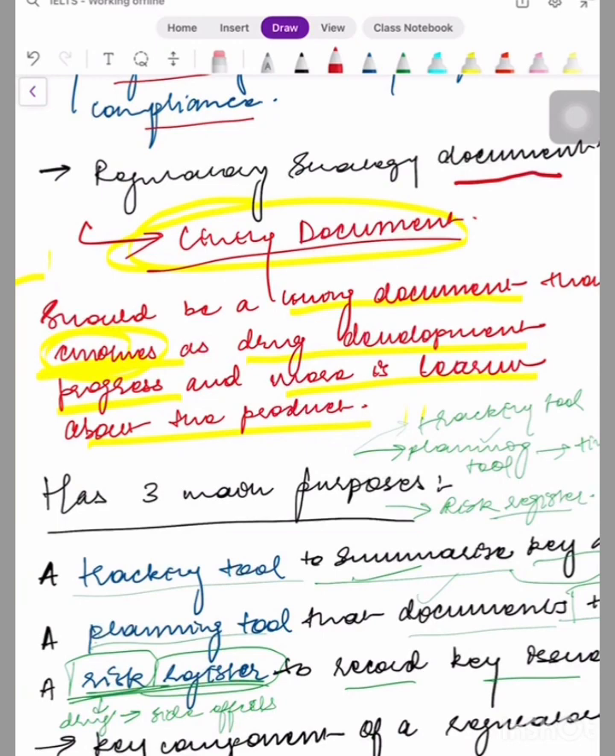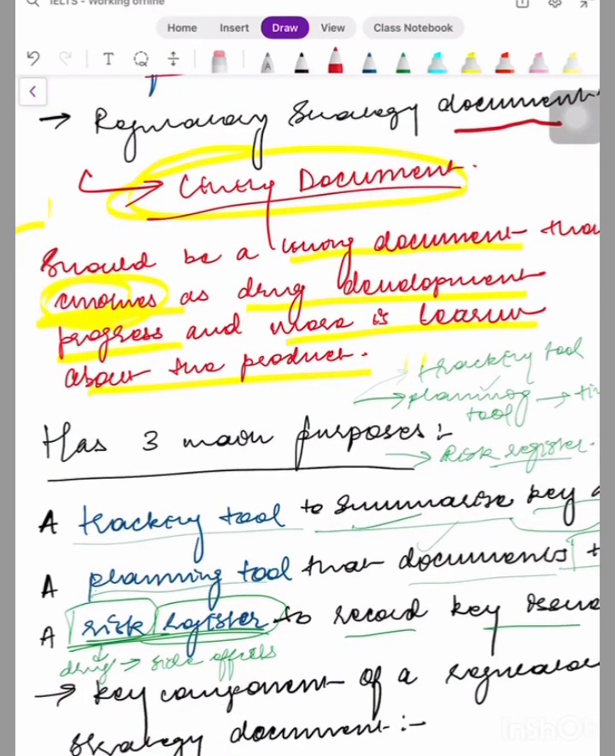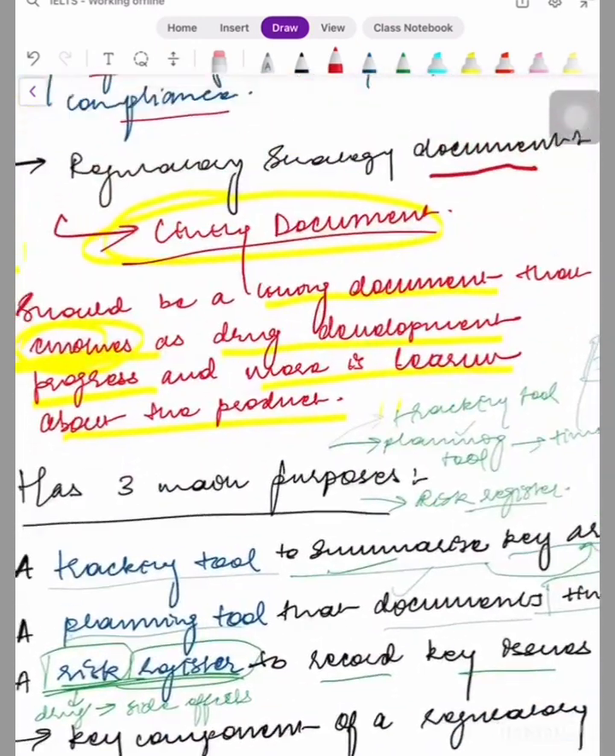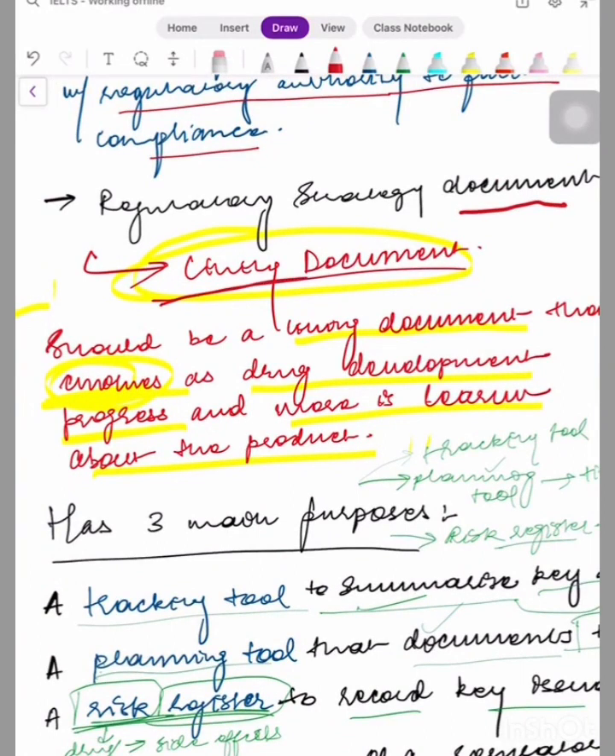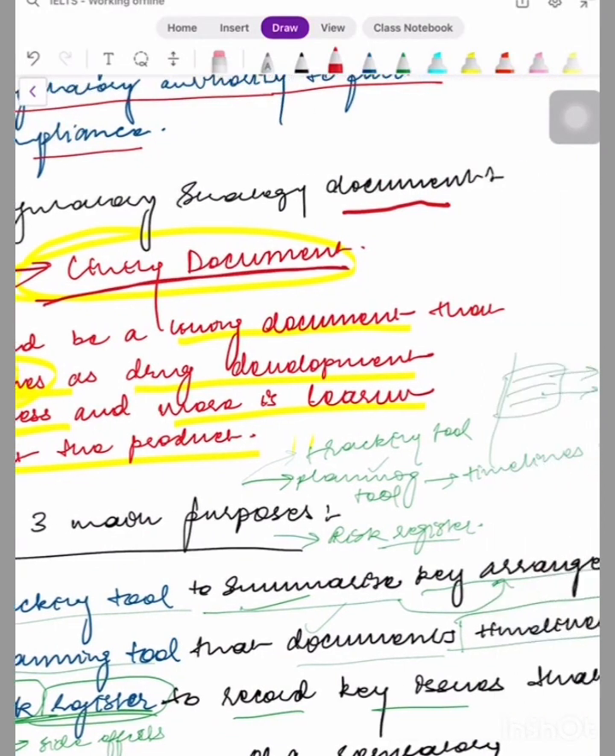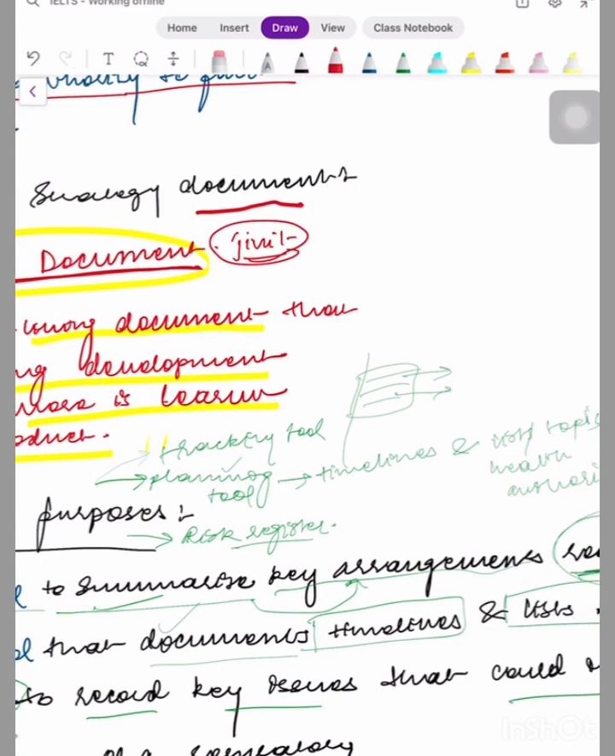Now, regulatory strategy document. It is a living document. Why do they say living document? Living का मतलब ही क्या होता है? जीवित. It is a जीवित document. Why? Because we learn a word from grave.